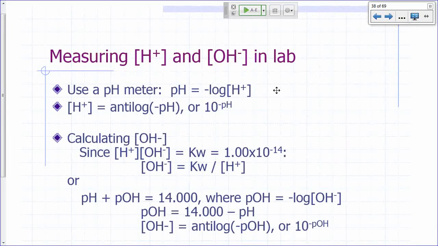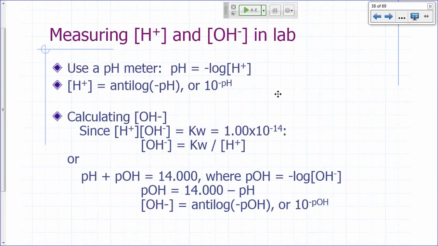So how do we measure H plus and hydroxide in the lab? This is one of the easier things you can do in the lab. You can use what's called a pH meter. How a pH meter works, we'll leave to another course. But basically, with a pH meter, you can measure the concentration of H plus, or more accurately, the activity of H plus. But at this level, we're just going to say that's the concentration of H plus.